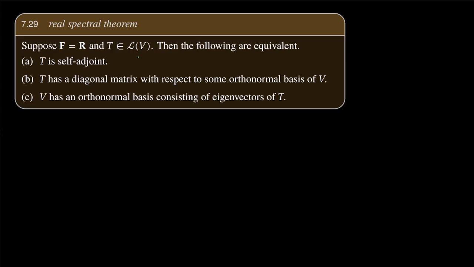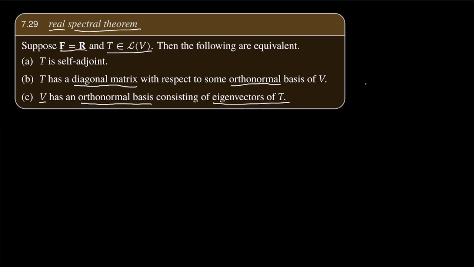Self-adjointness by itself is like, okay, that's kind of cool, but why would I care? Here's why the self-adjoint operators are special. In the case that the field is real, hence the real part of the real spectral theorem, and T is an operator on V, a real inner product space, the following are equivalent. A: T is self-adjoint. B: T is a diagonal matrix with respect to some orthonormal basis of V. And C: V has an orthonormal basis consisting of eigenvectors of T.